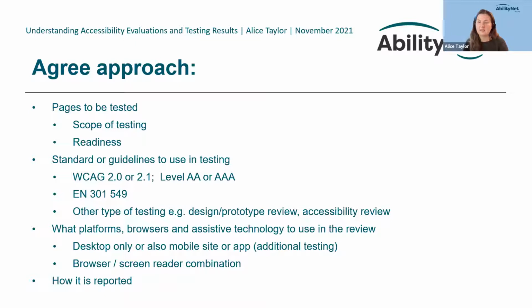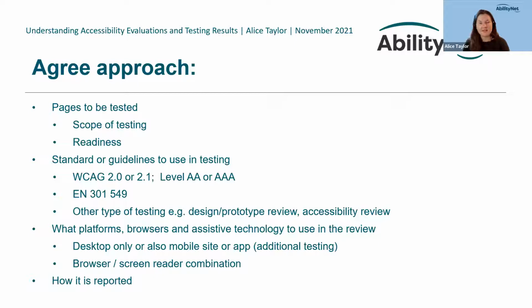And you might also want to do other types of testing. So this could be design or prototype reviews. You might not be at the stage where you have a built product. You might be at the stage where you just have your designs and a prototype, in which case you could do a review, as things like colors can be tested at the design stage. And you also want to think about what platforms, browsers and assistive technologies to use in your review.